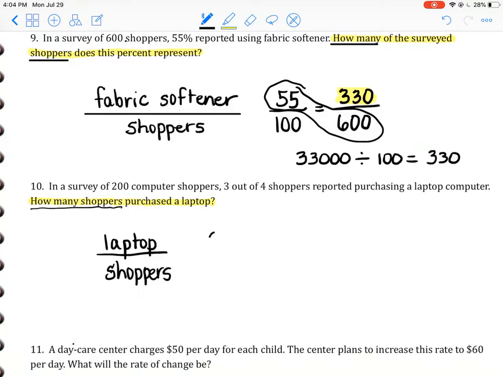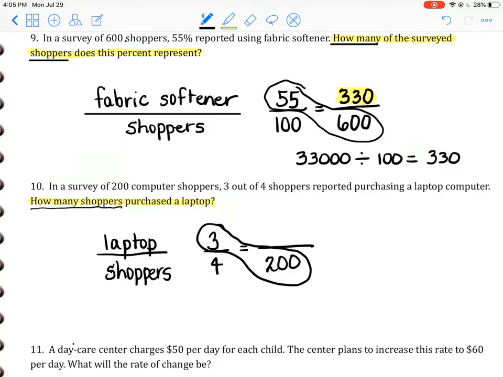And we know that 3 out of 4 of them, that's 75%, by the way, bought a laptop. Ask yourself, 3/4 of a dollar is 75 cents. So we're talking about 75% of them. It's going to be a big number. Can't go over 200. That would be all of them. But this one's going to be a fairly close to 200 number.